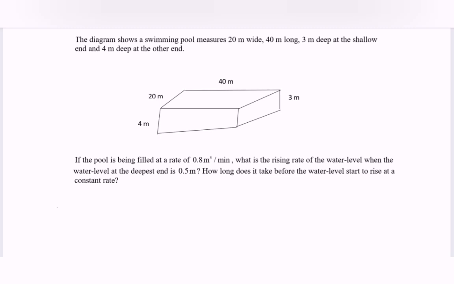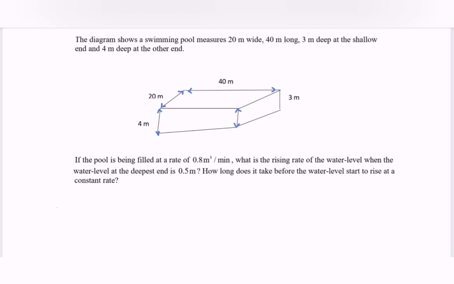Hello everyone, in this video I'm going to discuss the example for rate of change. The diagram shows a swimming pool measure. We have the 20 meter wide, 40 meter long, and 3 meter depth at the shallow end and 4 meter deep at the other end. So meaning that here we have 3 meter depth and here we have 4 meter depth.